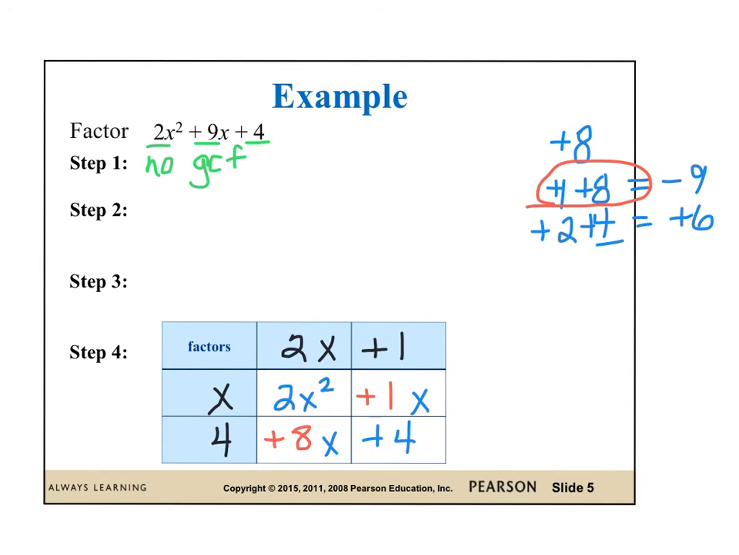And now we go through our check phase. X times 2x is 2x squared. X times positive 1 is 1x. 4 times 2x is positive 8x if the 4 is positive. And positive 4 times positive 1 is positive 4. And so our factors are, in any order, x plus 4 times 2x plus 1.